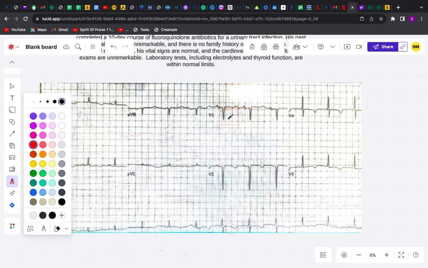Okay, so this would be like three boxes, and then you multiply that by 200. Then you're going to get more than the normal, which is in males. So we have the normals for both males and females. For men, a QT interval of more than 450 milliseconds is considered prolonged, and if it was a woman, then that would be 460. So this is way prolonged.